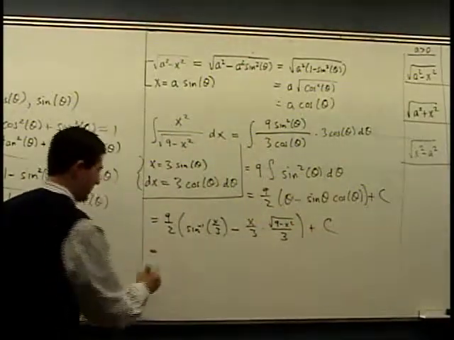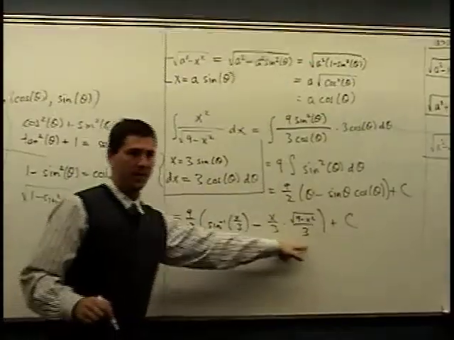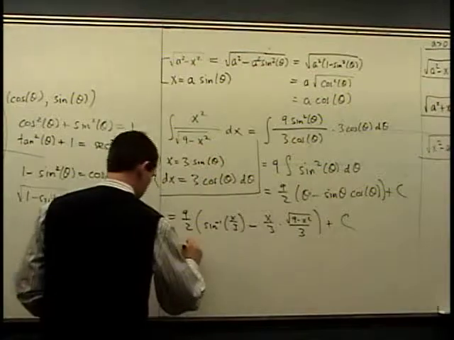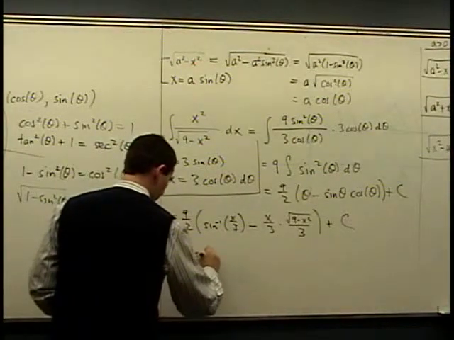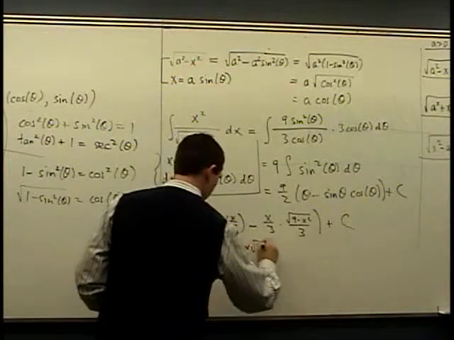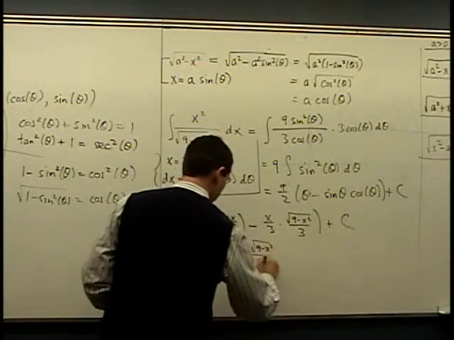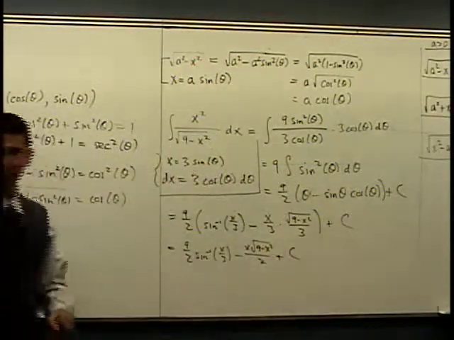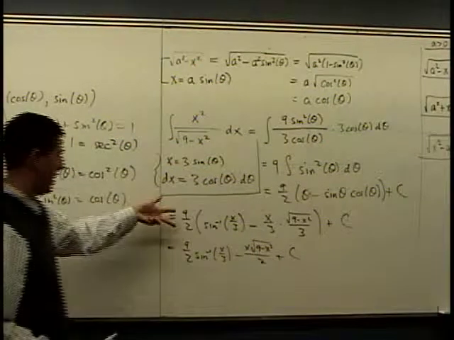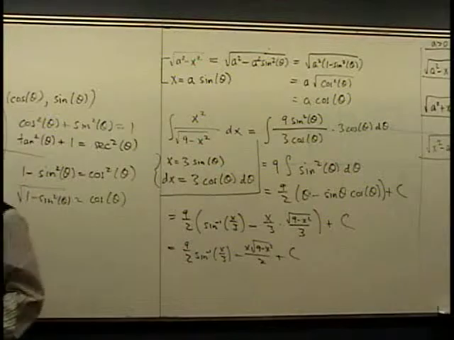And, well, I just can't help myself. There's a couple of 3's down there that multiply to be 9, so it should cancel them. So this will be 9 halves arc sine x over 3 minus x root 9 minus x squared over 2. I just distributed this 9/2 in. It's a fun cancellation.